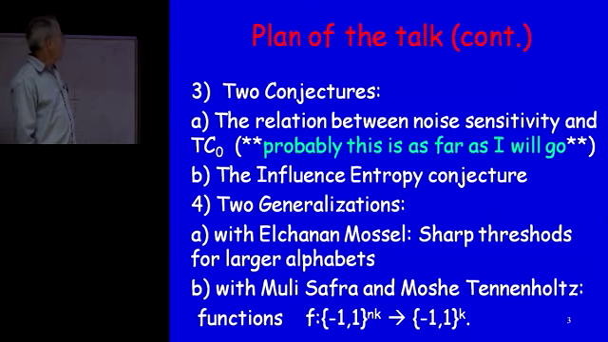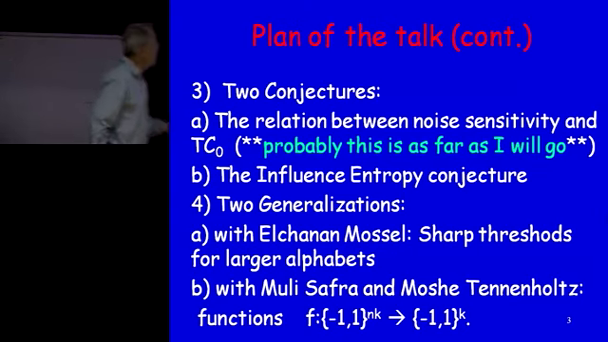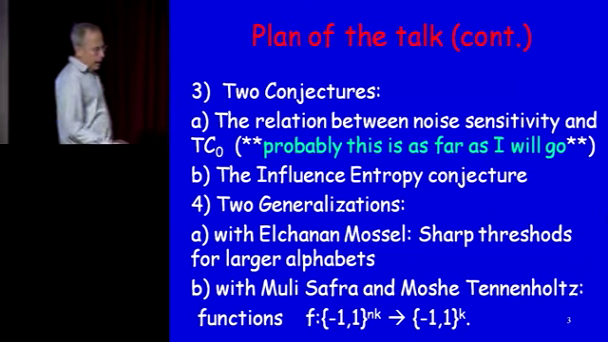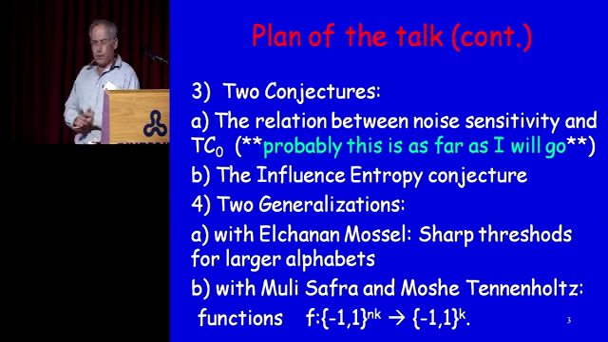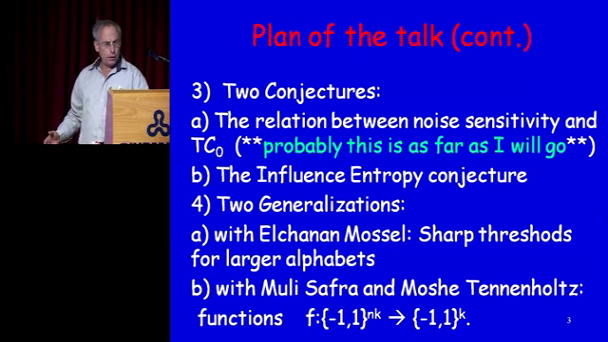And just to tell you that things are still happening in this area, I would have liked to mention two generalizations. One is a work with Elchanan Mossel, which deals with sharp threshold for larger alphabet, and another is a work with Muli Safra and Moshe Tennenholtz, which studies a sort of extension of Boolean function, this time a function from {-1,1}^(nk) to {-1,1}^k, which has several interpretations.